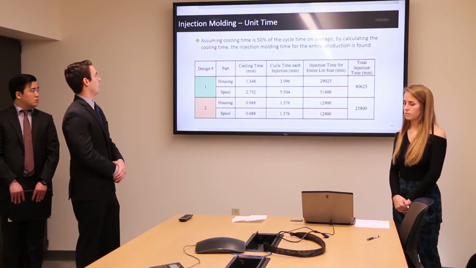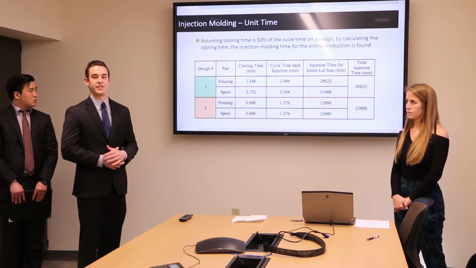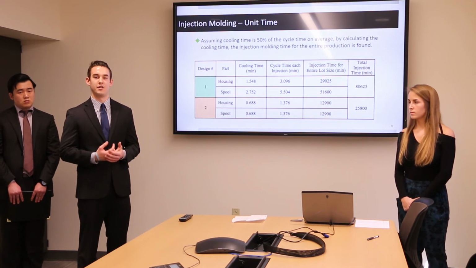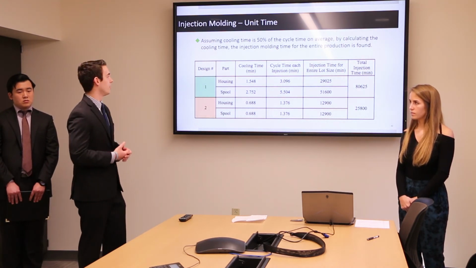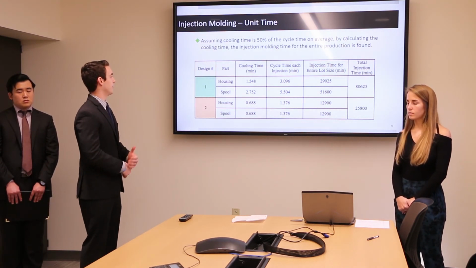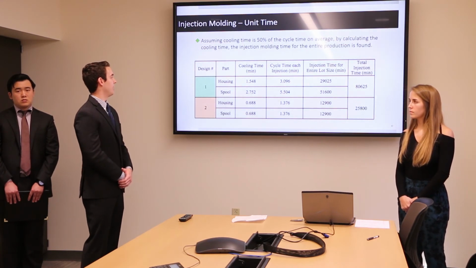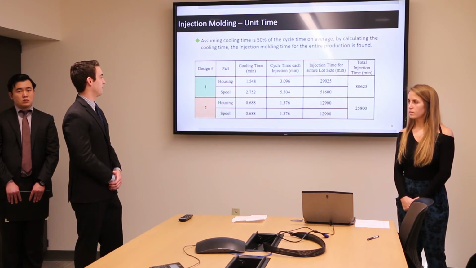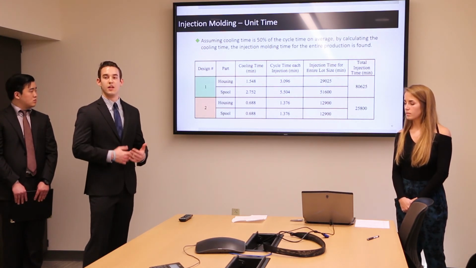So for our injection molding unit time, we assume that our cooling time is half of our cycle time. We calculated cooling time using the calculator that was given to us online in the Project 3 parameters. So as you can see here, in design 1, our cooling time was calculated to be 1.548 minutes for the housing and 2.752 for the spool. In design 2, that decreased to 0.688 minutes for both housing and spool.